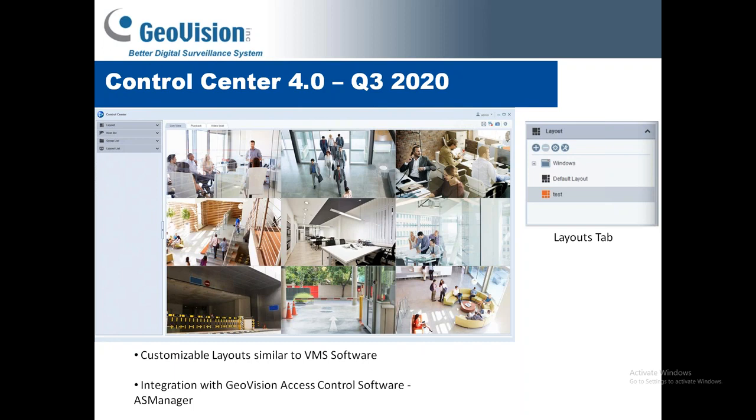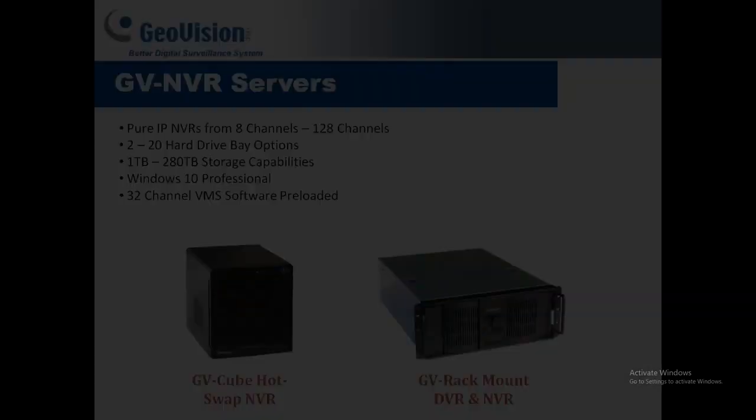So with this new Control Center 4.0, you will have the ability to create the custom layouts like I showed in the VMS software. You will also have the ability to have tabs, say a live view tab, a playback view tab, and then a video wall tab that you can just quickly flip between. And then lastly, this will also integrate with our access control software, AS Manager, to where you can centrally view and manage your access control from one spot. So again, this is the new version of Control Center that will be coming in Q3 of this year.